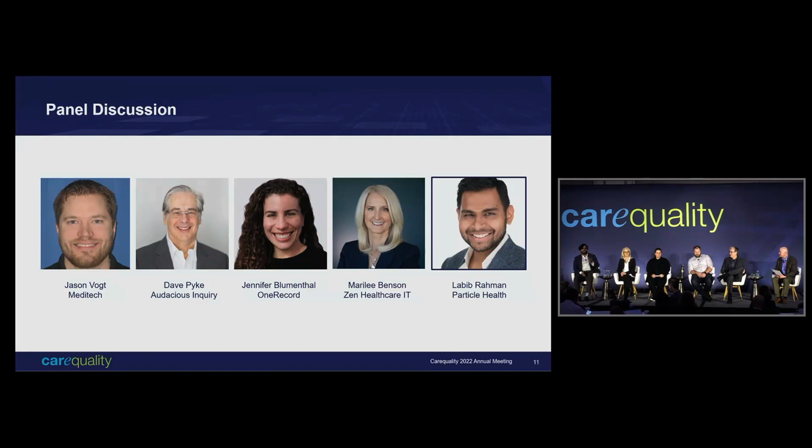So we build an API that allows you to connect to the frameworks and networks instead of having to become an implementer yourself. At Particle Health, I own the API that we provide to our customers, as well as our integrations with Carequality, Commonwealth, and eHealth Exchange. We'll pass it back to Bill.